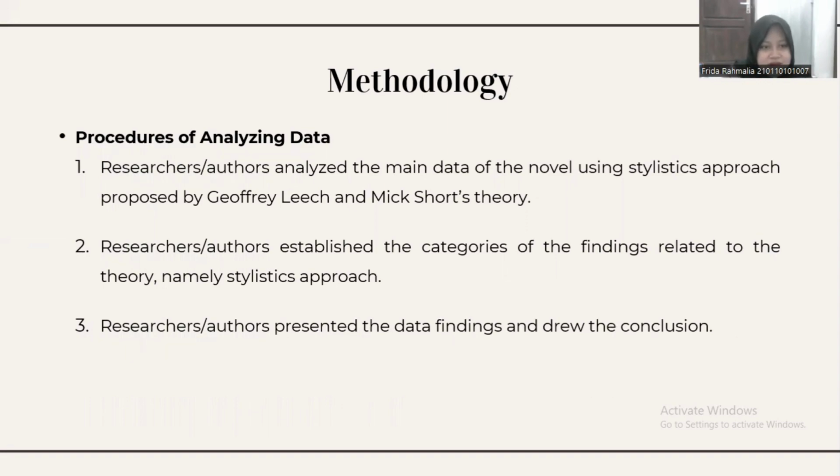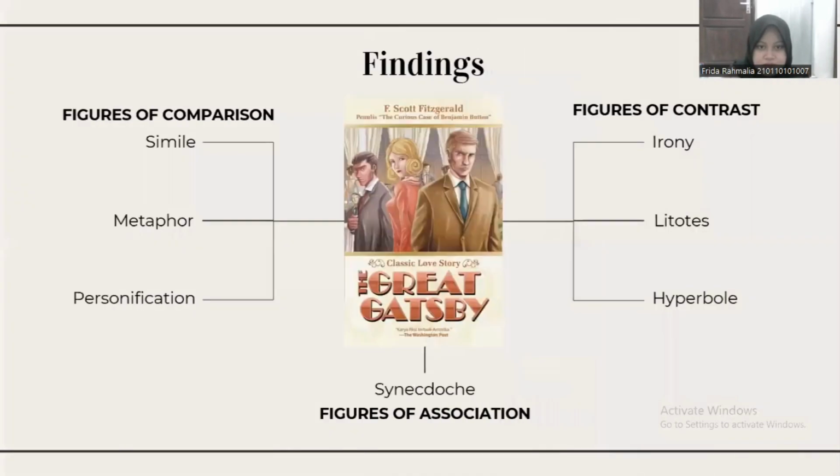And here are the procedures of analyzing data. First, researchers or authors analyze the main data of the novel using the stylistic approach proposed by Gavrilich and Mixer's theory. And second, they establish the categories of the findings related to the theory, namely stylistic approach. And the last one, they presented the data findings and drew the conclusion.